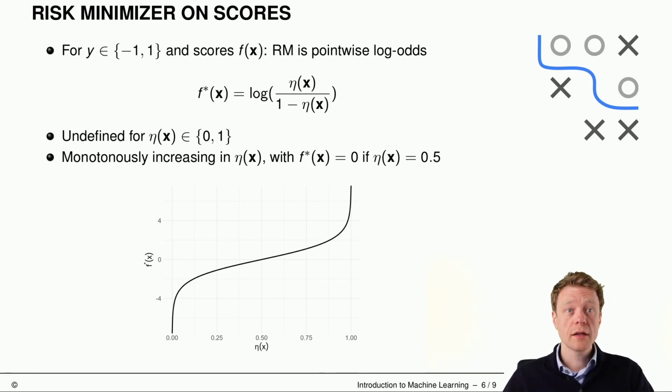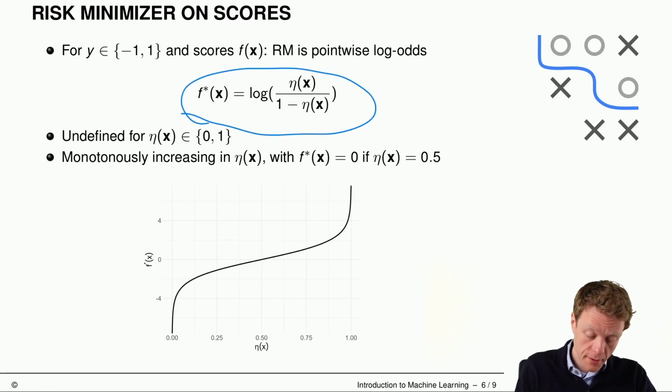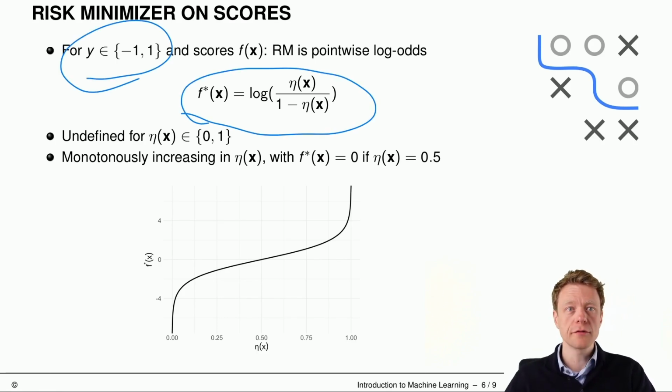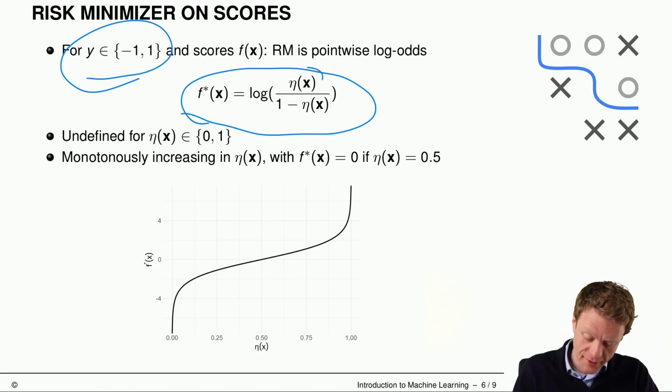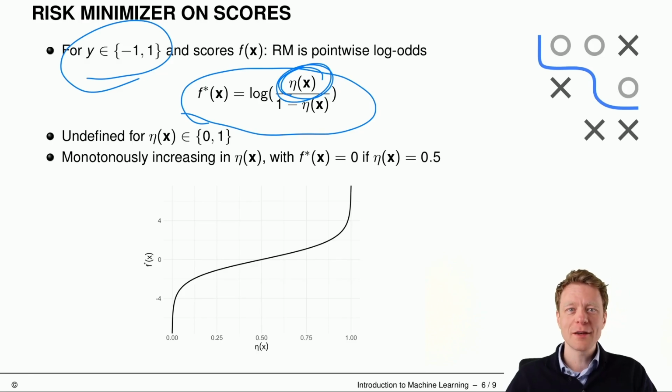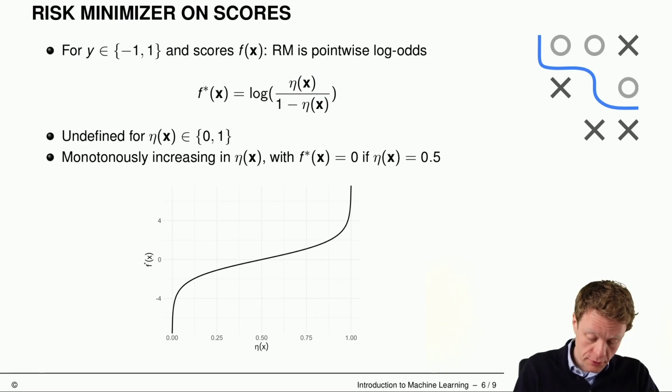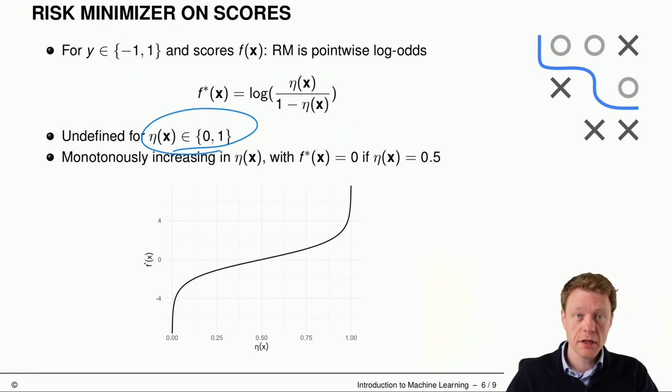rule. We can try the same thing for scores, and it turns out that the risk minimizer, if we use target encoding of -1 and +1, is the pointwise log odds, which is perhaps not that surprising, right? Because the score was the log odds. The only thing is that now for the probability, we insert the true probability. That's a nice property, of course. And it's not defined if eta is equal to 0 or 1. But that's hardly the case anyway, so that's not such a big problem.